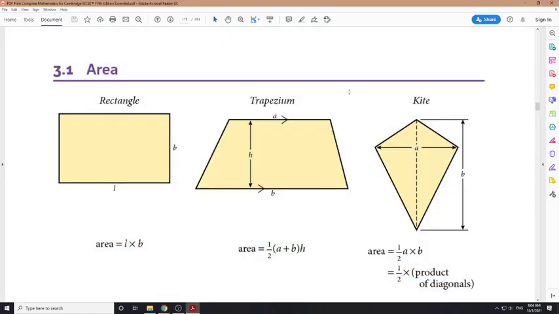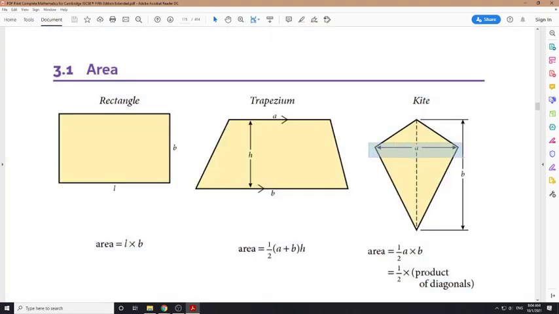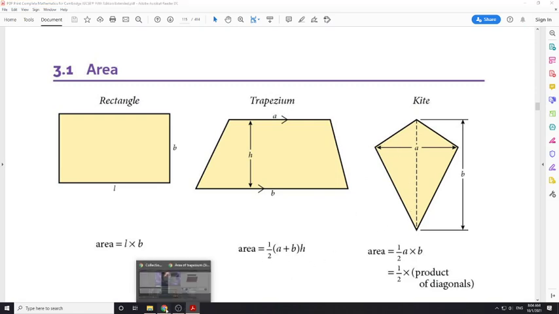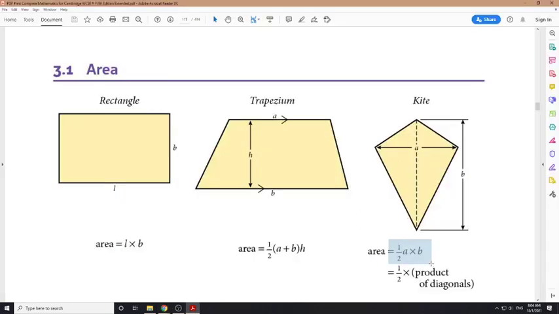What about kite? For kite, you have to remember that we are dealing with the diagonals within the kite. In this case, the length is A and the height is B, like a cross like that. The product of the diagonals. Diagonals means opposite vertices connected, you get the line. Now if we look here, kite and rhombus are basically similar. So why is it half of A times B? Let me show you why.